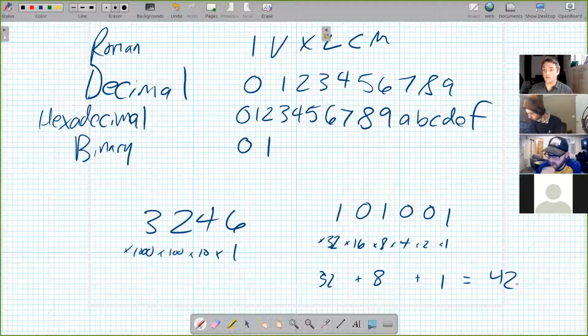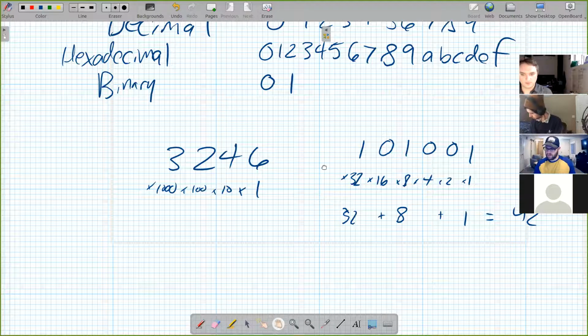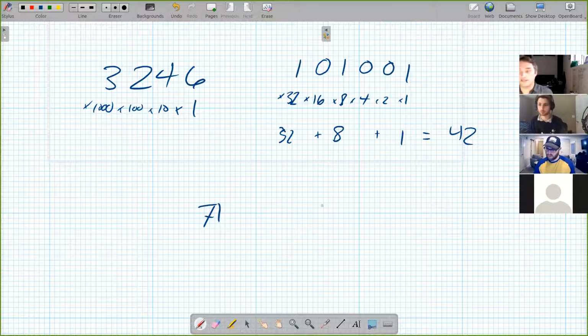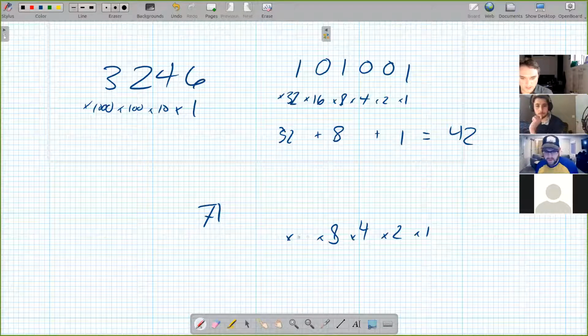If we wanted to go the other way, we wanted to pick a decimal number and try to represent it in binary. Like, let's say I've got, I don't know, 71. With 71, we do the places first. Ones place, twos, fours, eights. And we keep going until we're bigger than the number.